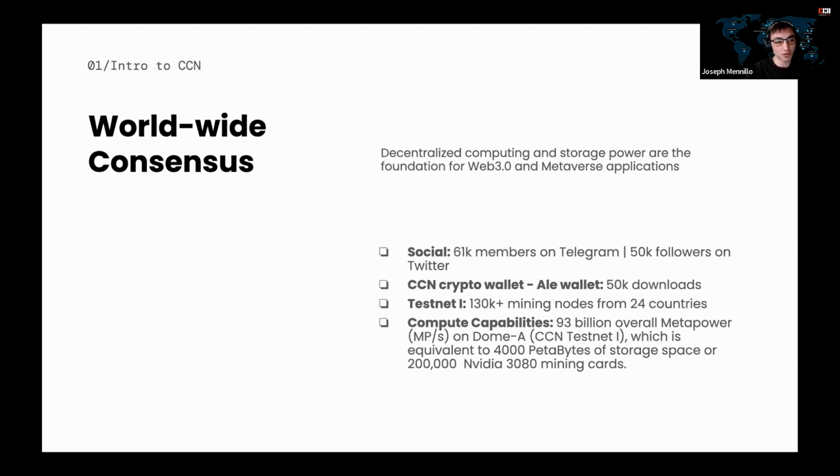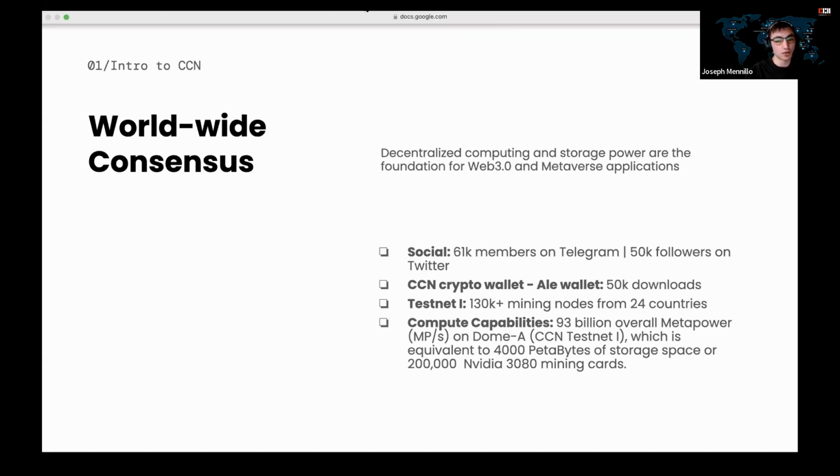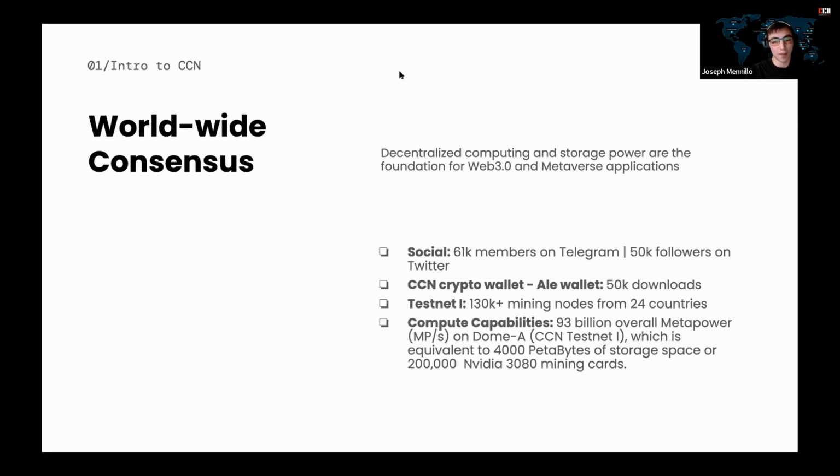With a vast social network, CCN's first testnet, Dome, was able to achieve 100,000 plus mining nodes from 21 countries, which is equivalent to 4,000 petabytes of storage space and 200,000 NVIDIA 3080 mining cards. This is a milestone, and I hope more miners are ready to join our second testnet, Huygens, and token holders who may also participate in mining by providing collateral via our collateral marketplace. This allows for an interesting symbiotic relationship for token holders and mining machines to participate in consensus.